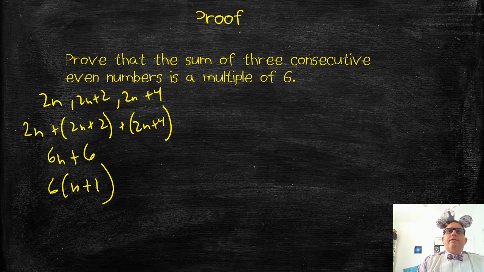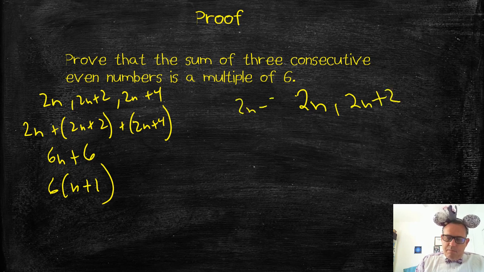I've proven that the sum of 3 consecutive even numbers is a multiple of 6. Now I want to show you another way that we could begin this. We'll see some examples where it's handy to do it another way. If 2n is an even number, right? 2n plus 2, and also 2n minus 2.